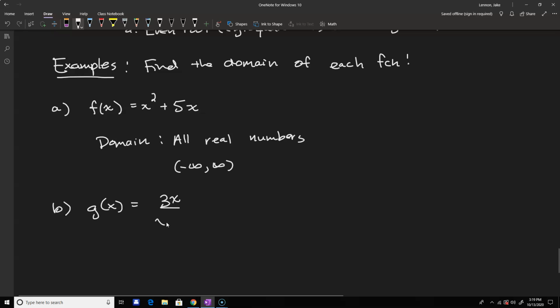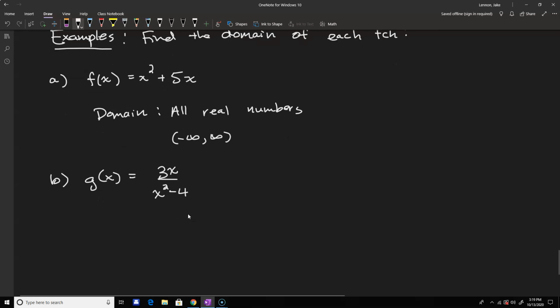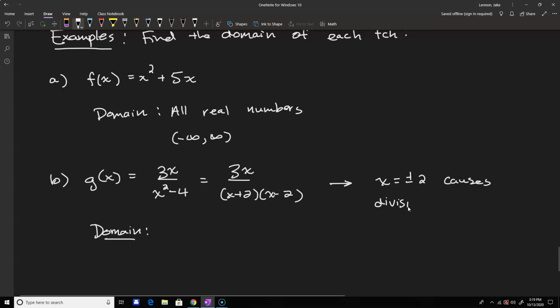Let's say 3x over x squared minus 4. So we can rewrite this by factoring the bottom, 3x over x plus 2 times x minus 2. So notice the domain is going to be all numbers except positive 2 and negative 2, so x equals plus or minus 2 causes division by 0. So we need to exclude those. So one way we can say the domain is x is not equal to plus or minus 2.